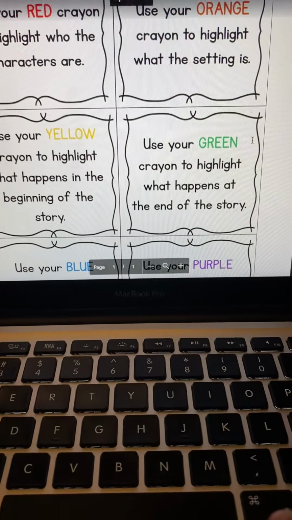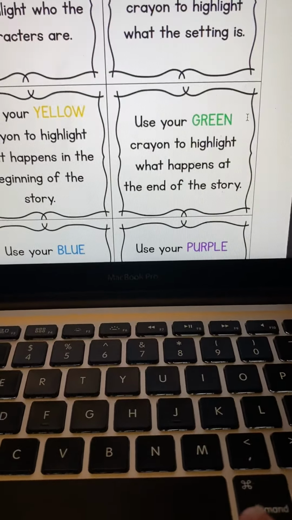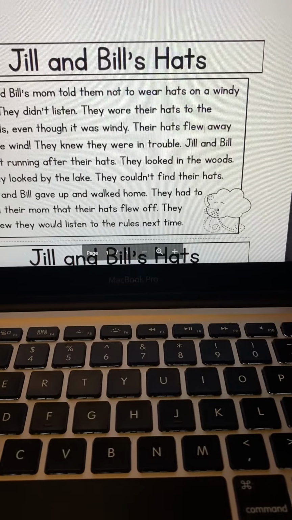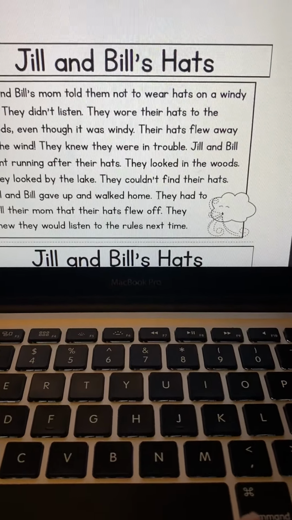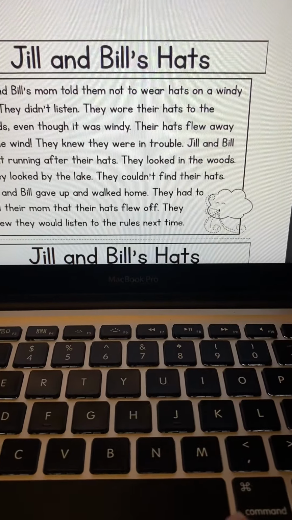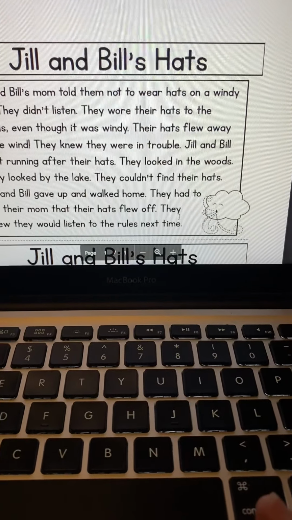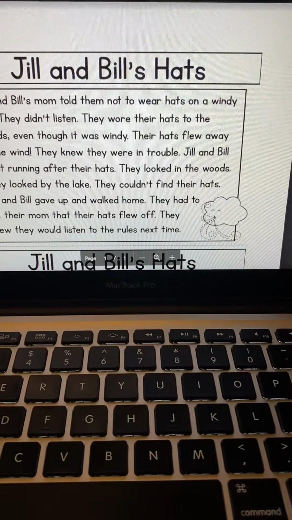Use your green crayon to highlight what happens at the end of the story. So now I'm going to go back to my story and just look at the end. They had to tell their mom that they couldn't find their hats. They knew they would have to listen to the rules next time. So again, we're looking at green.